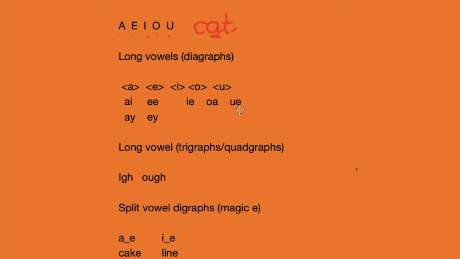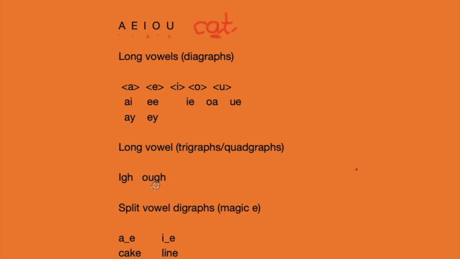Another way that we can create long vowels is with trigraphs and quadgraphs, so three or four letters together. So here we have I, G, and H together, and together that would sound eye, as in might, for example, m-igh-t, might. And here we have O-U-G-H, that sounds oh, as in though. Perfect. So moving on to our last section, we have split vowel digraphs, which is like the magic E.